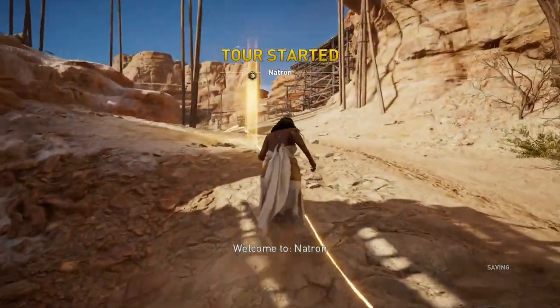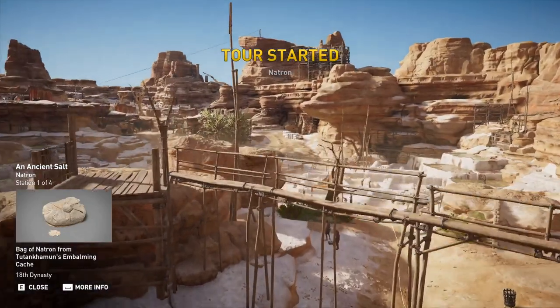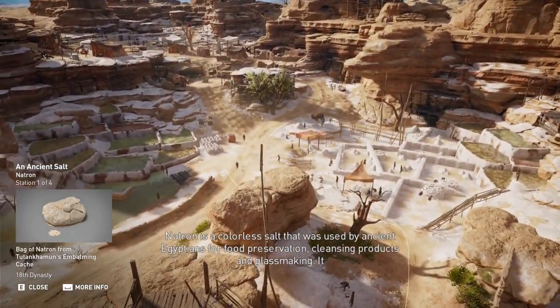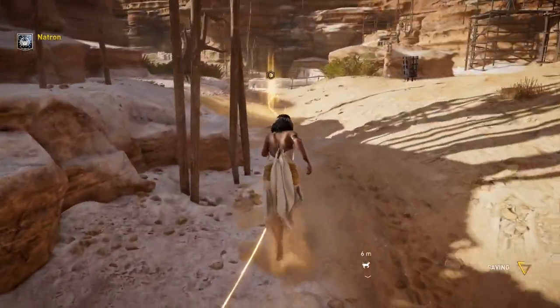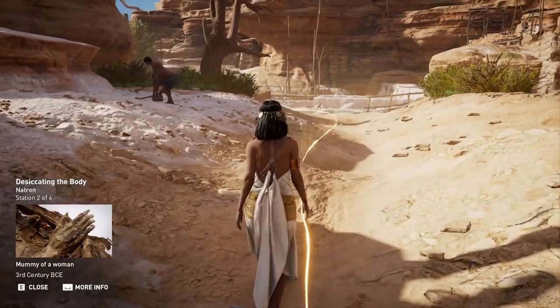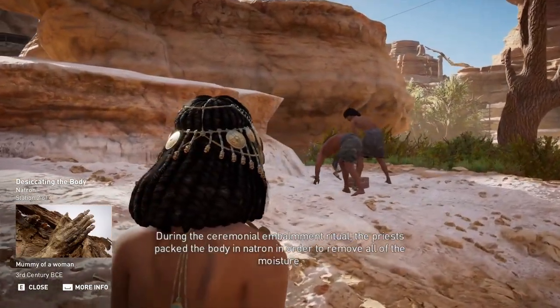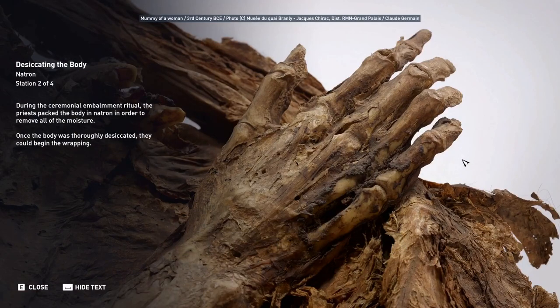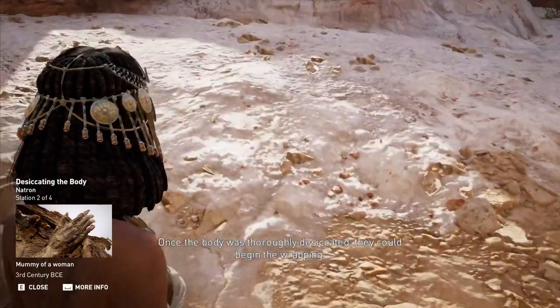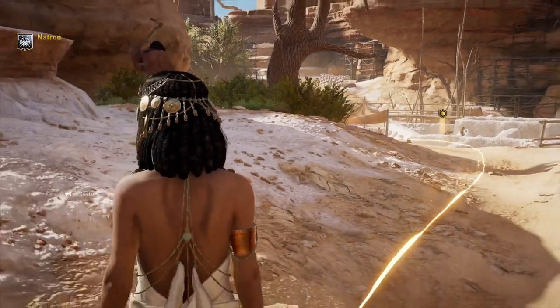Welcome to Natron. Natron is a colorless salt that was used by ancient Egyptians for food preservation, cleansing products, and glassmaking. It was also used in the mummification process. During the ceremonial embalmment ritual, the priests packed the body in natron in order to remove all of the moisture. Once the body was thoroughly desiccated, they could begin the wrapping.